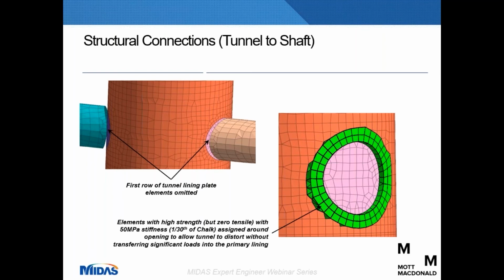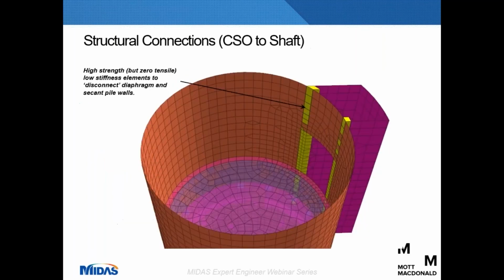And we also did this for the connection between the secant pile wall and the shaft itself. So again, we have these elements which are high strength but low stiffness, so that this wall can move relatively freely compared to the shaft.